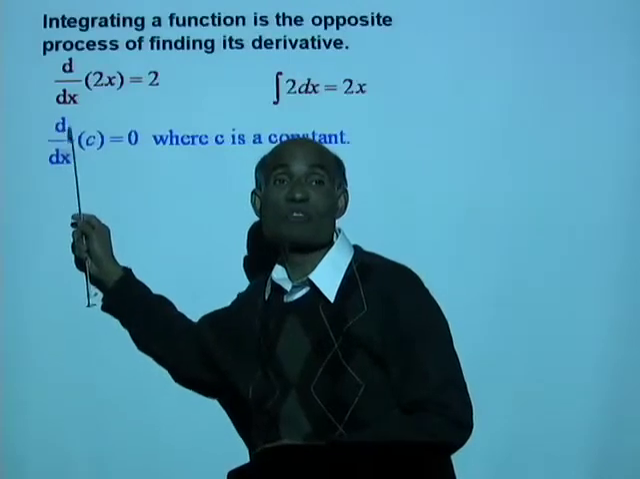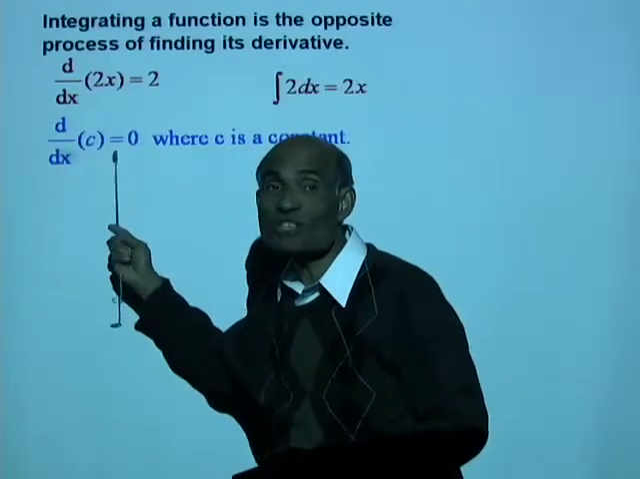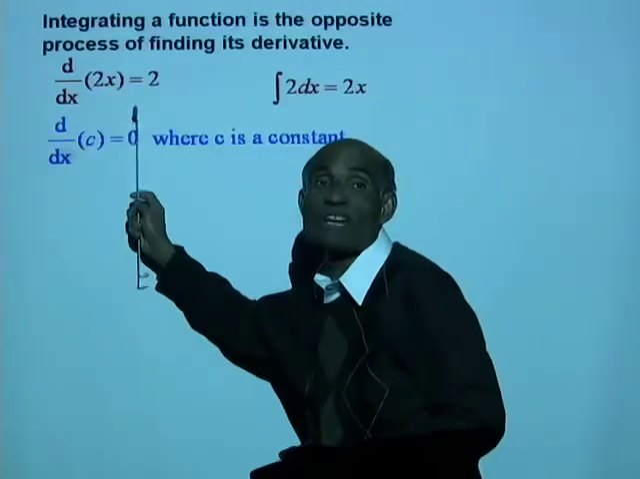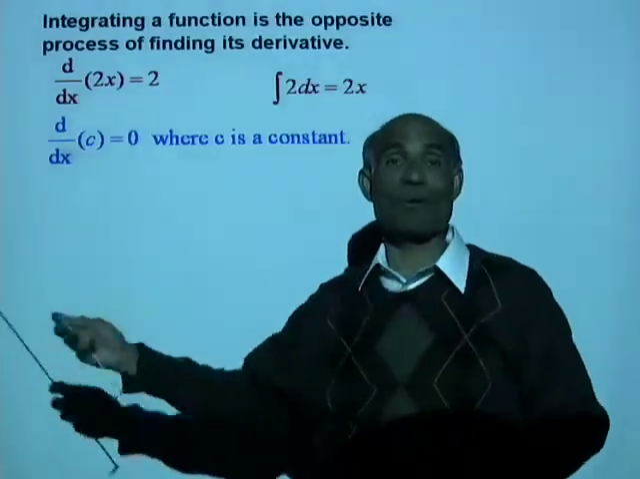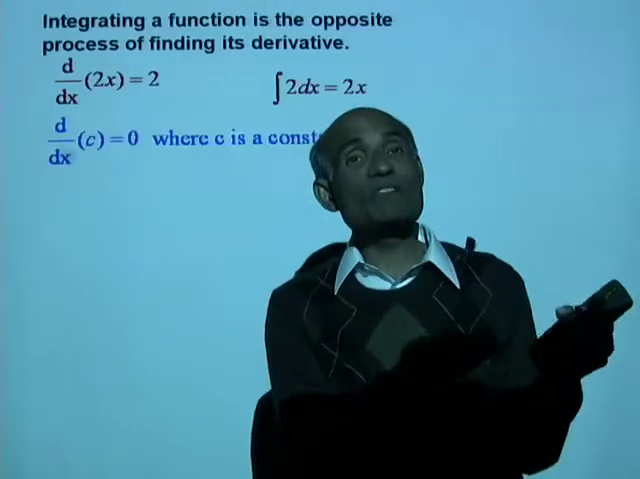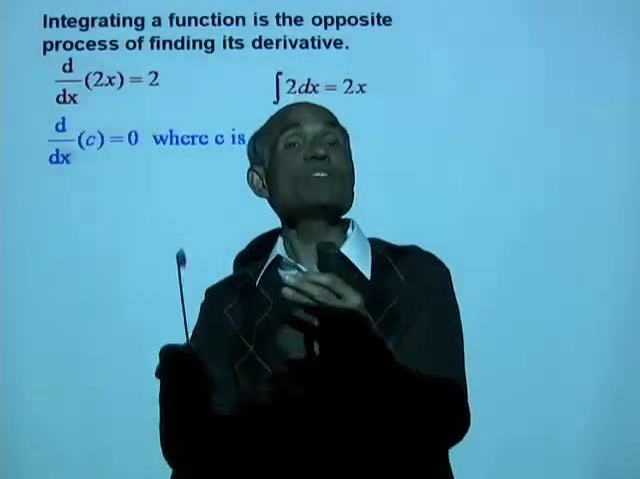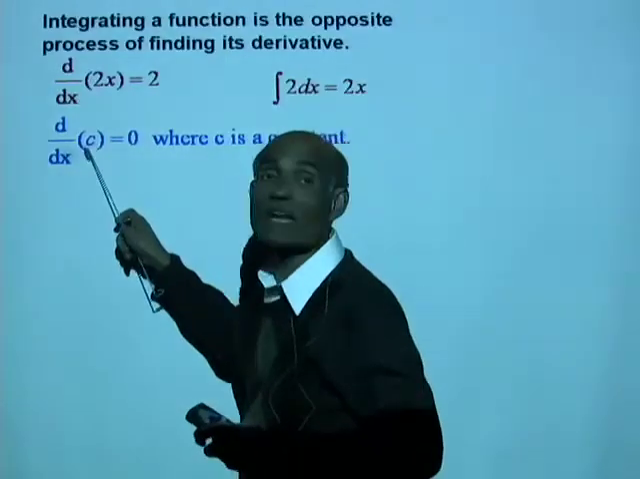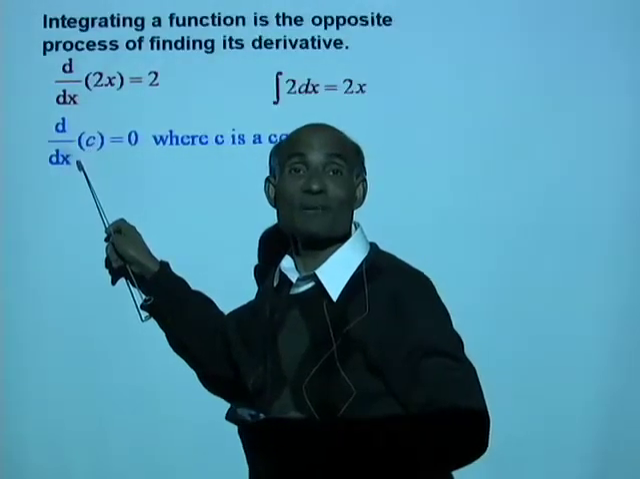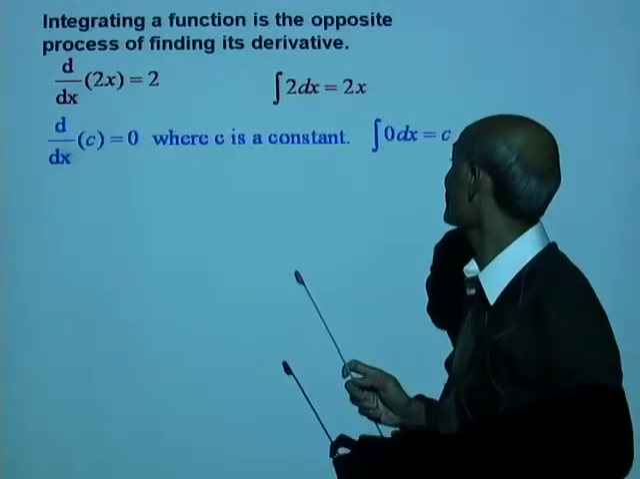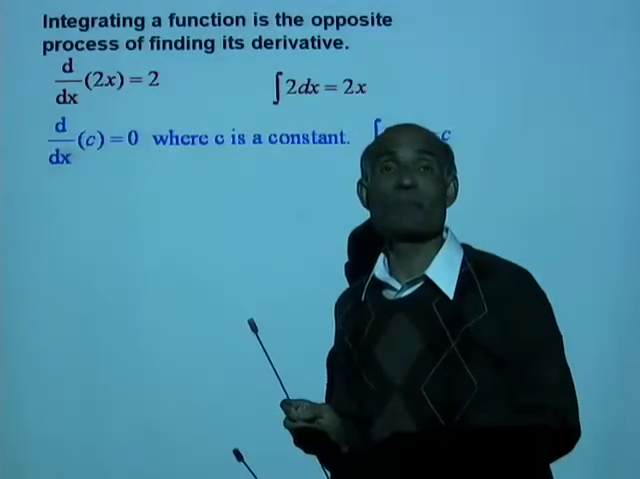Well, you know that the derivative of a constant is 0. Therefore, what is the integral of 0? If the derivative of a constant is 0, then if you integrate 0, you must get your constant. Is that right? So, the integral of 0 dx is equal to c.